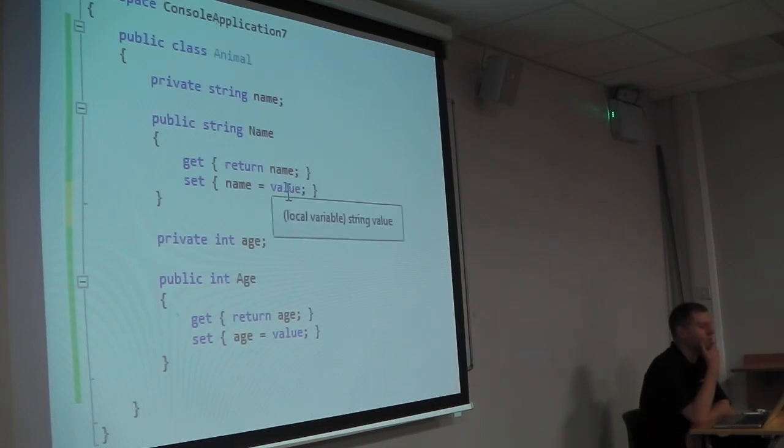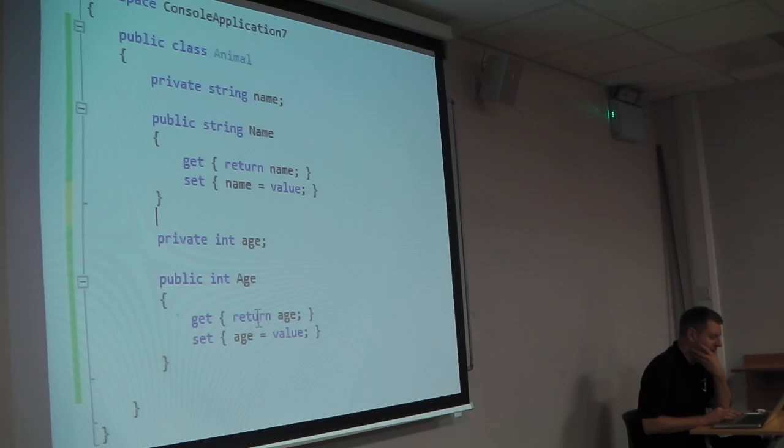The value comes from the right-hand value. When you create an instance of the animal, you go Animal a, and then a.name equals, and then you give it some name, that's where it gets it from. It gets it from what's called the right-hand value in an assignment statement. So we've got the name and the age, and let's make a constructor for this.